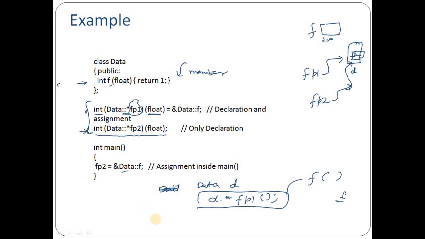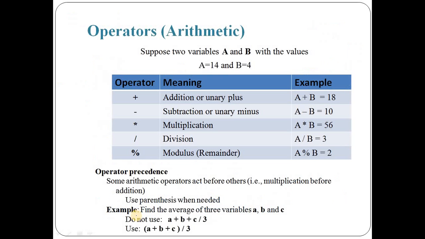Okay, similarly, because both are pointing to the same function, d dot star fp2 is also going to print the same. And if I have to declare a pointer variable of that type, then dp, we have used dp arrow star fp1 to access the first member, to access the first pointer variable which is pointing to a member of a data class. Okay, so we will see these operators in more detail when we are studying operator overloading. Now let's have an overview about some of the arithmetic operators.